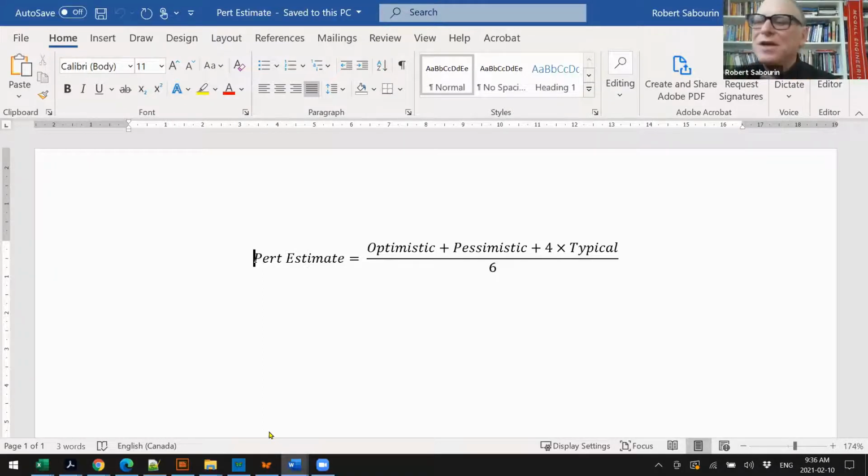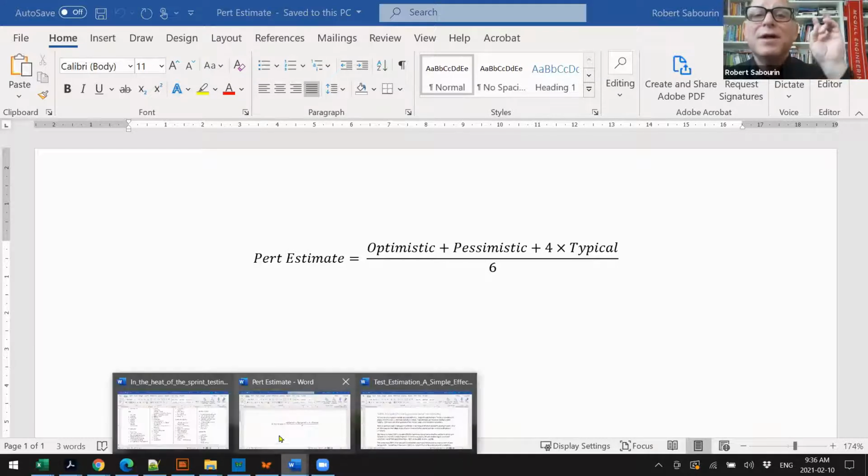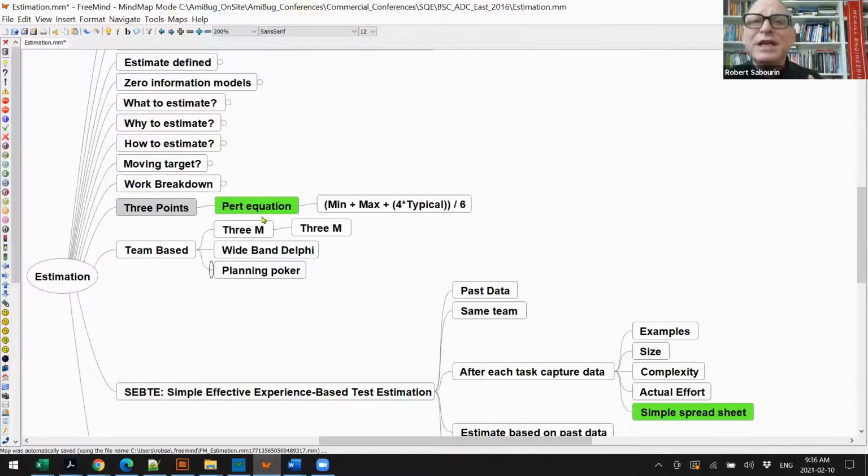Anyhow, this is just, for me, a 3-point estimation thing to keep in mind. I'm always using this. So I always look for 3 numbers. What's the pessimistic, what's the optimistic, and what's the typical? 3 numbers, not just 1, right?